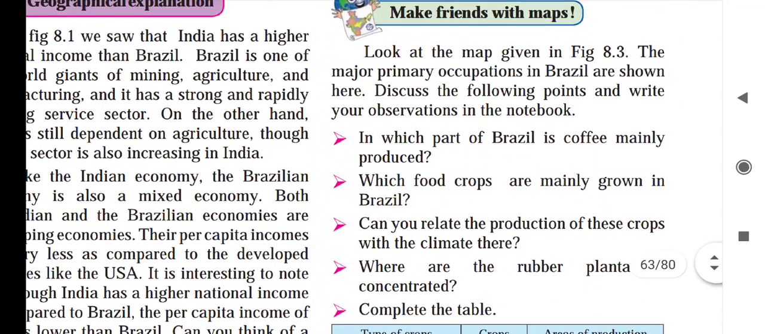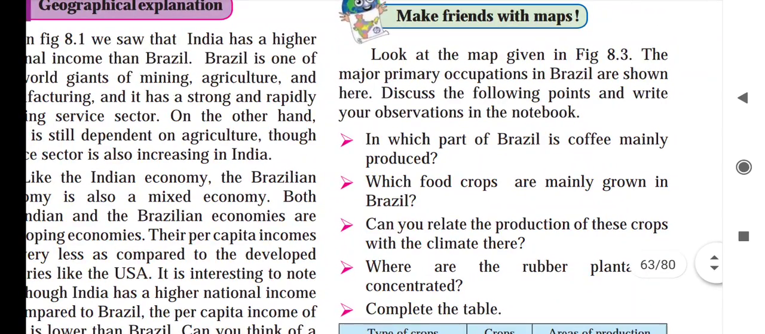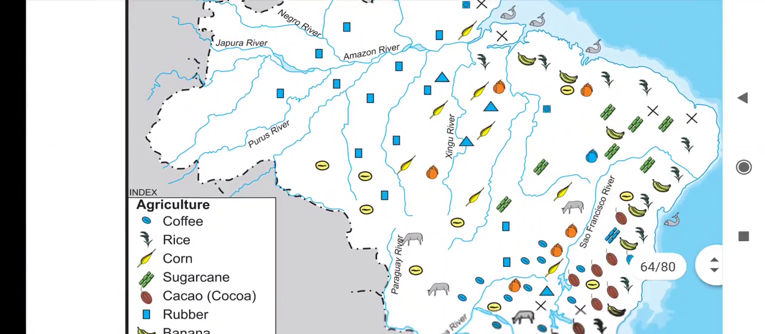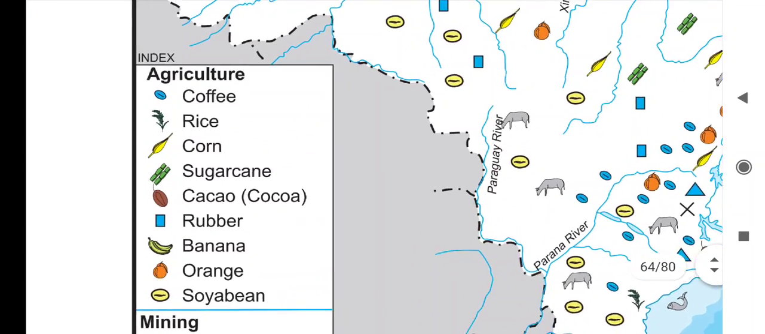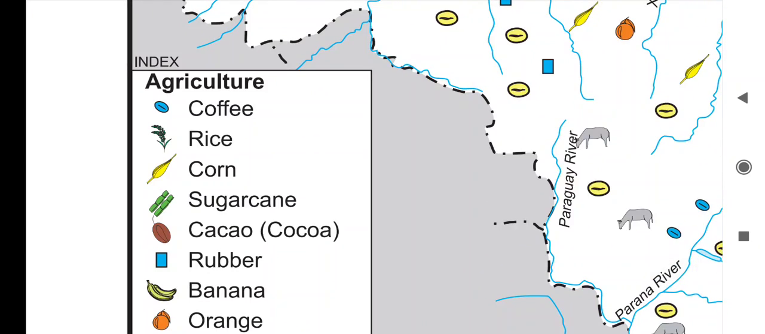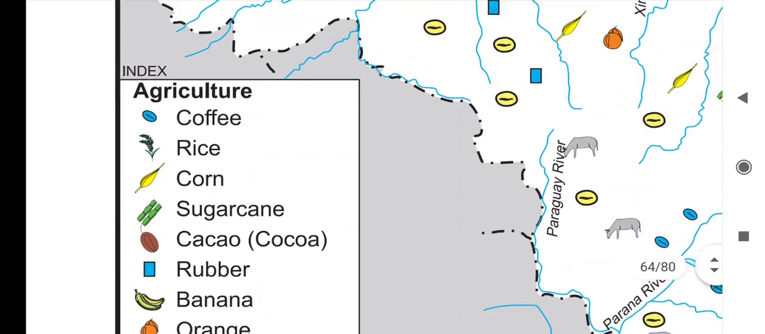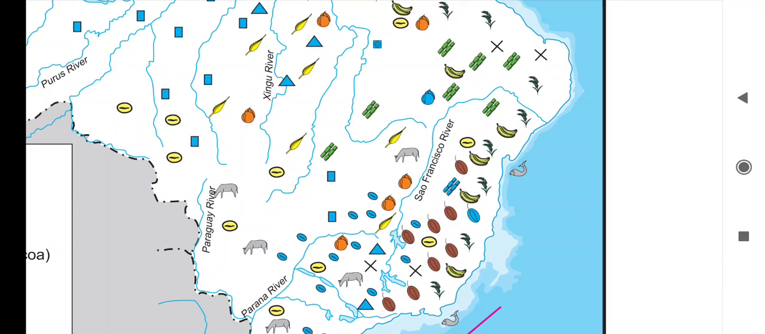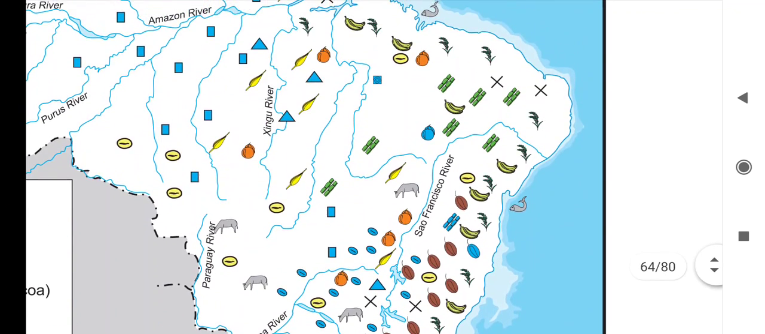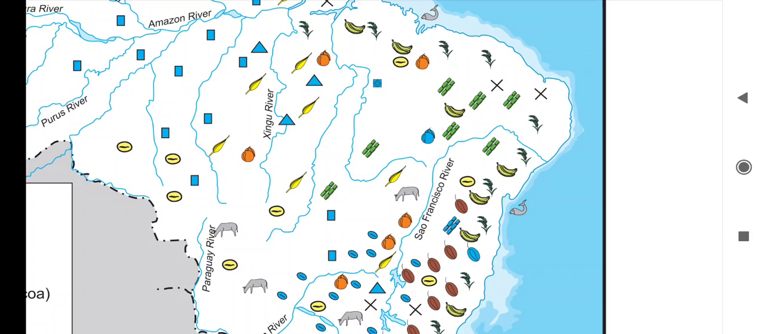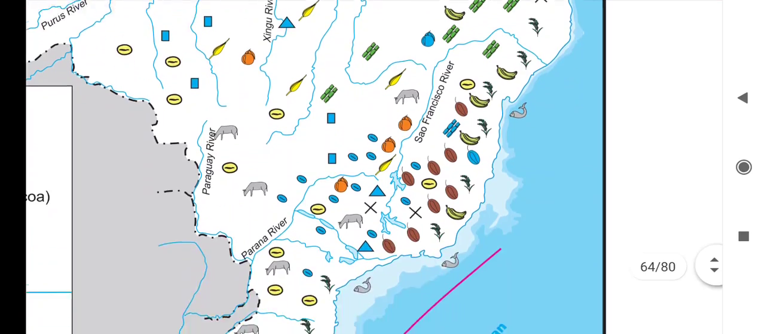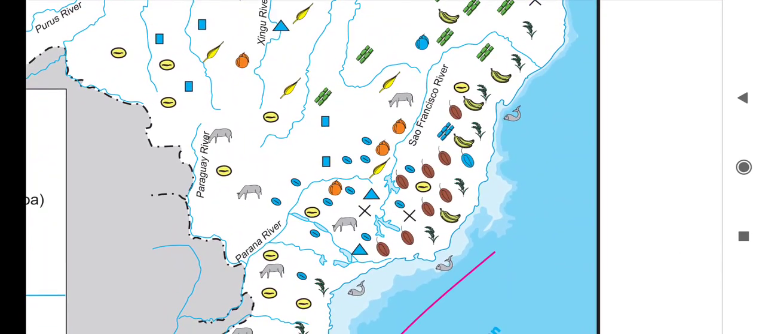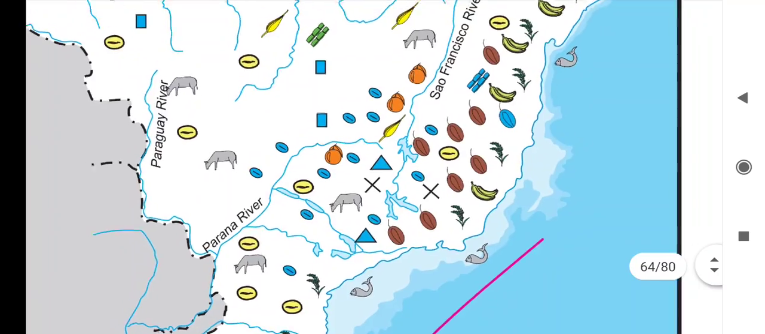In which part of Brazil is coffee mainly produced? First we have to see the graph. Look at the index first: coffee is shown by the blue color like a seed. If we see the graph carefully, then we can say that in the southeastern coastal region of Brazil, coffee production is more.